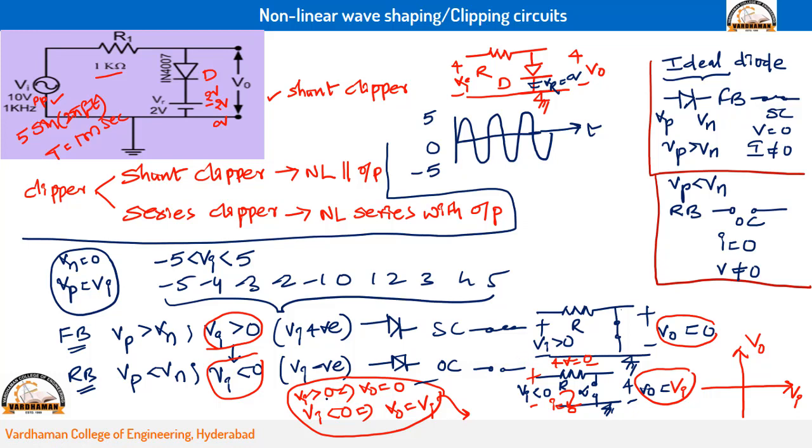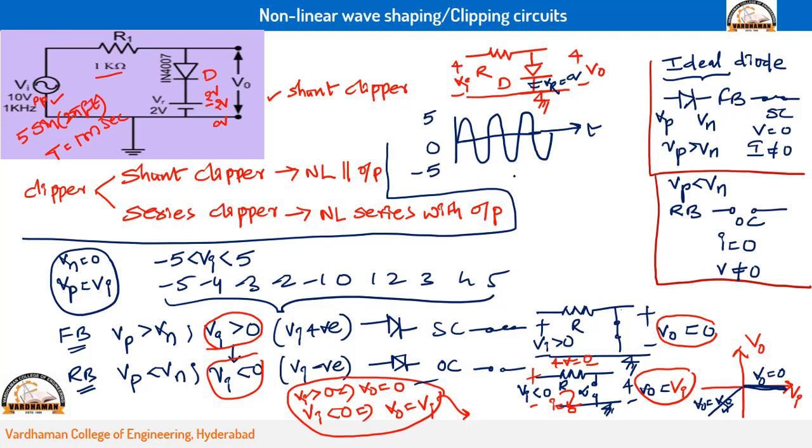When Vi is greater than 0, that means a positive value, output is equal to 0. So on the positive x-axis, Vi is positive, so output is equal to 0. For negative values of Vi, output is equal to input. That means Y is equal to X, a straight line passing through the origin. Like this you can draw. This indicates output equal to input, and this indicates output equal to 0.